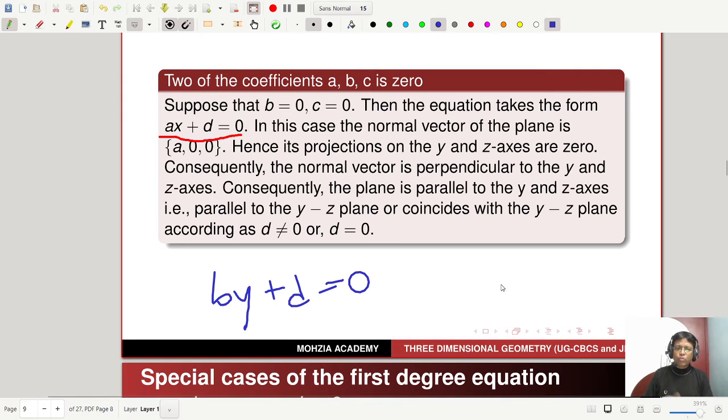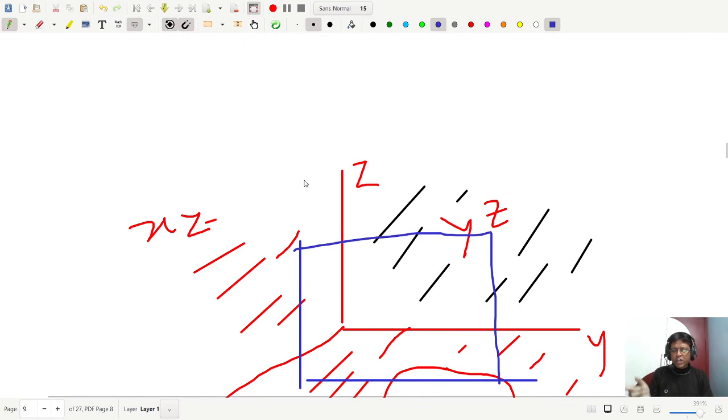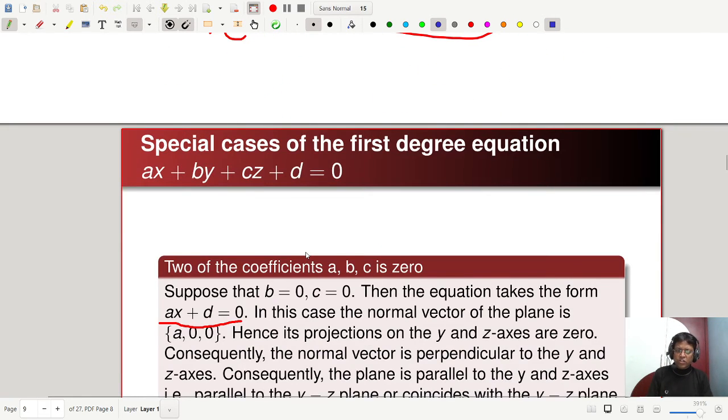Similarly, you can explain cz plus d equals 0, which is parallel to the xy plane, right? Because your missing variables are x and y. So similarly, you can conclude about the normal vector and about the parallel planes. So I have explained the cases where one of the coefficients is 0 and where two of the coefficients are 0.